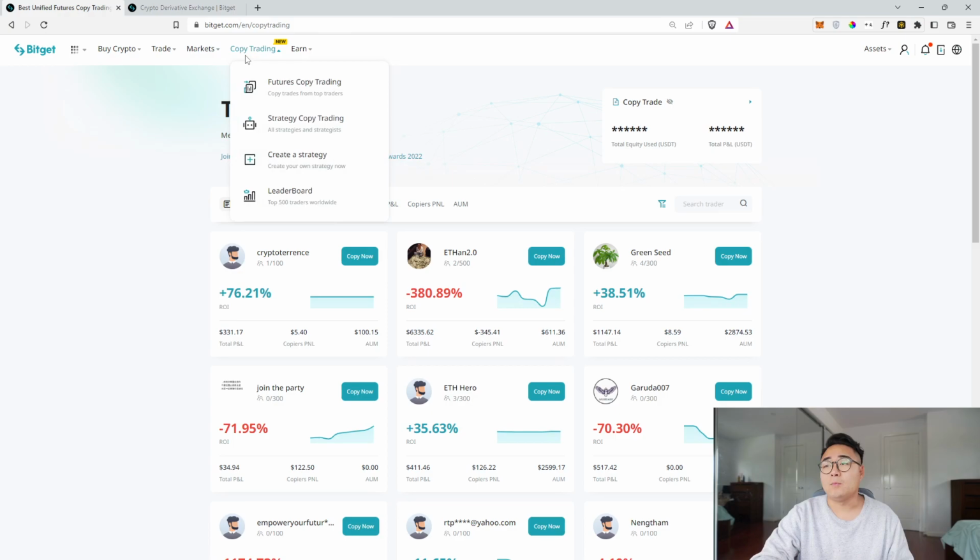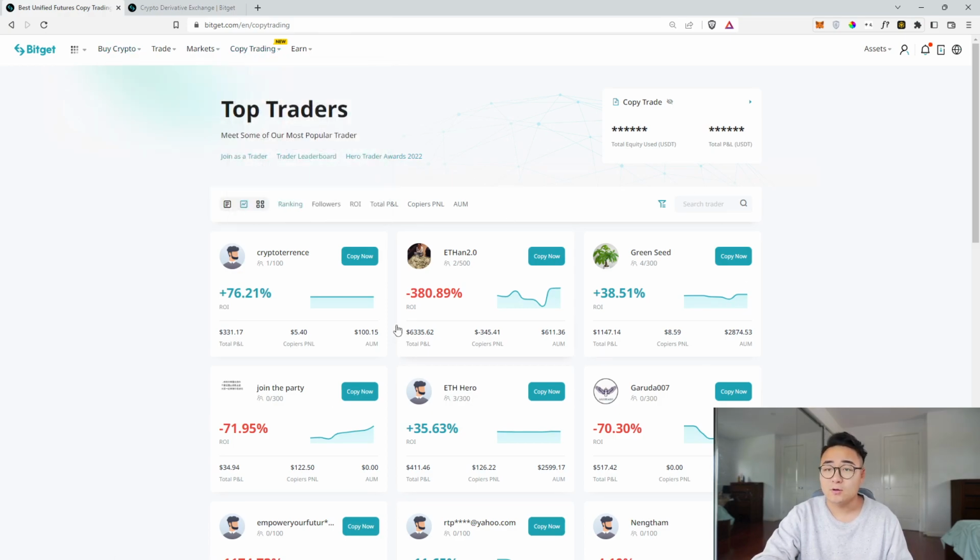So the way you come here is you go to the top and you go to copy trading, and then you go to futures copy trading, and then this is the window that you're going to find yourself in.